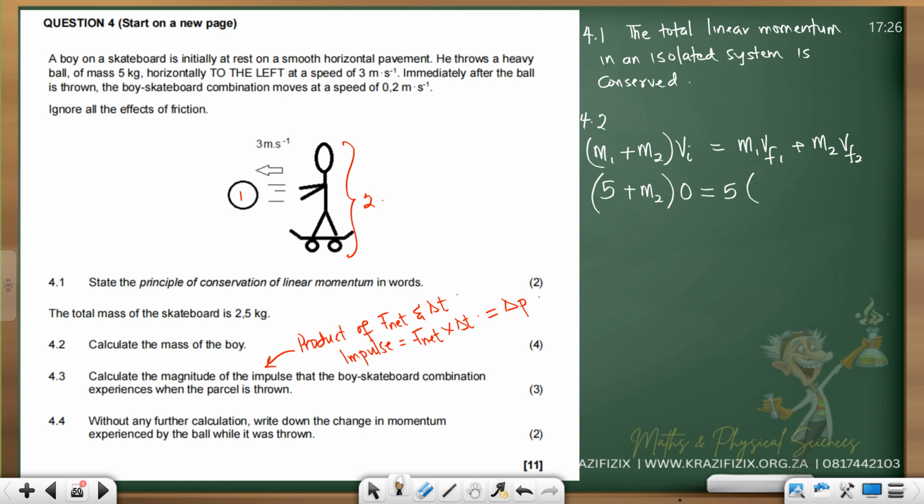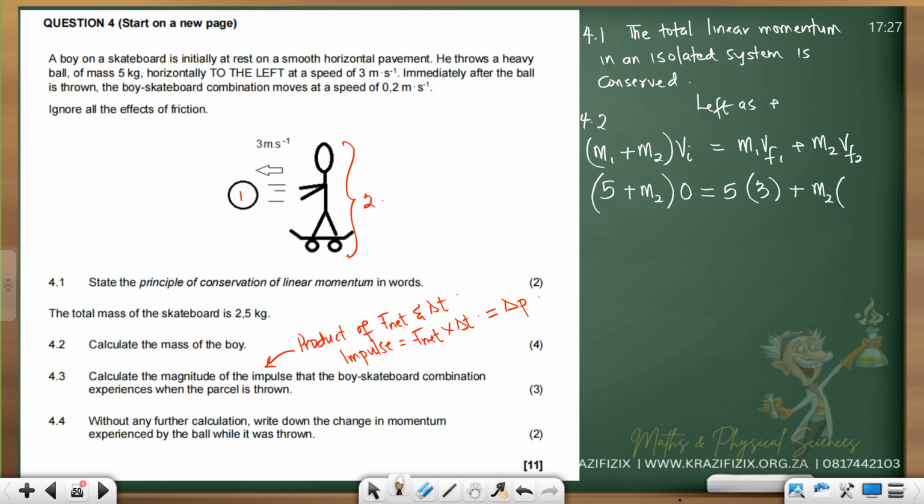All right, let's choose left as positive. So that would be 3 plus M2. Now, what is M2? Okay, fine, M2. Now, here, a skateboard, please, I want you to look at something, is initially at rest.